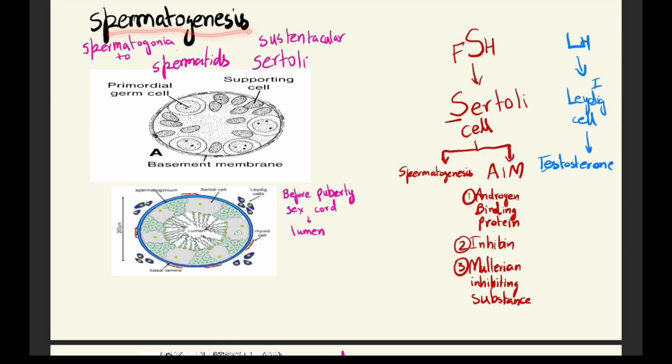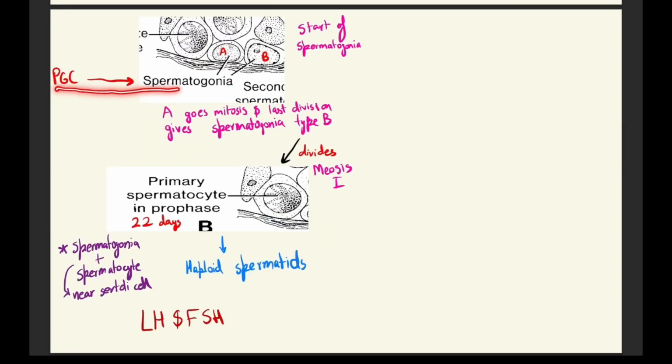Next is spermatogenesis, spermatogonia to spermatids formation. And next we have supporting cells, that is Sertoli cells and testicular cells. So first we have primordial germ cells, which form spermatogonia. Before puberty, sex cords acquire lumens. Here we have Sertoli cells. Here we have the outside or interstitial cells that are Leydig cells. Here we have spermatogonium. So first PGC converts to spermatogonia, that is spermatogonia A and spermatogonia B.